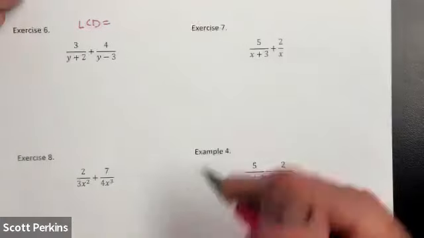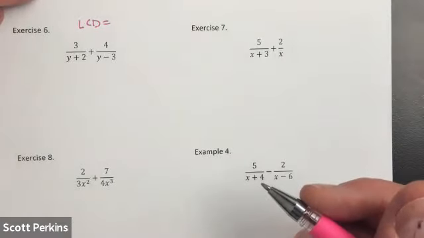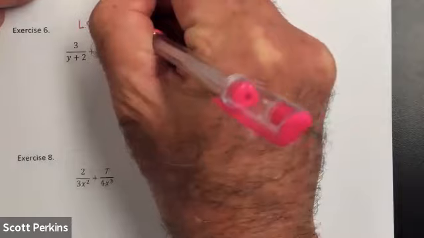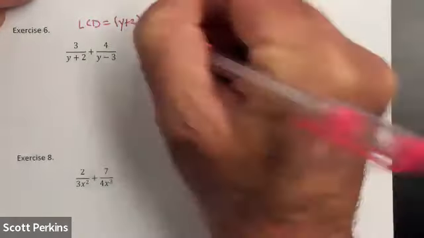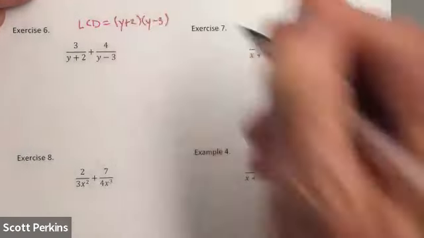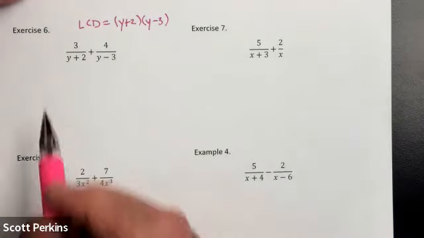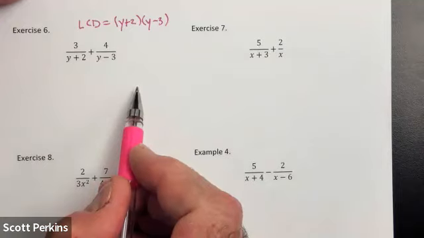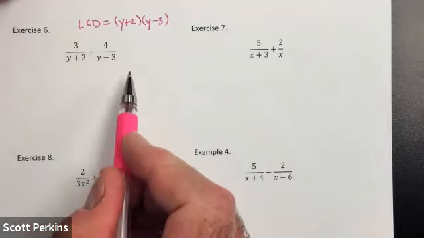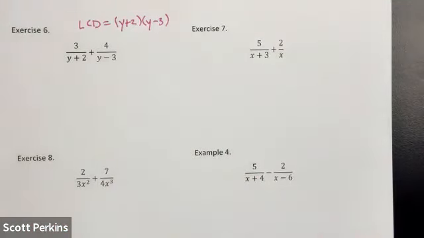All right, somebody tell me what's one of the factors I need in my LCD? Okay, y plus 2. And what's the other factor? Excellent. Great job, everybody. Appreciate that. All right, now finish out this problem. Do what I did before. You're going to write that down for each fraction. Then you're going to adjust the numerators and then add them up.